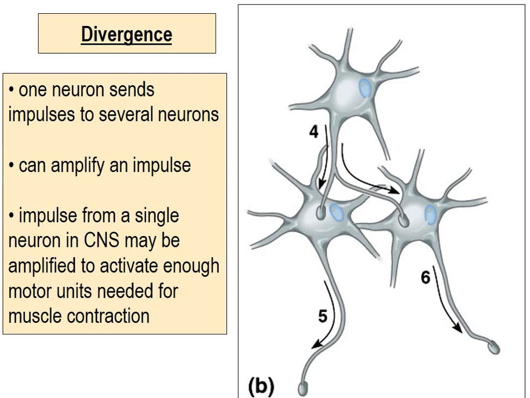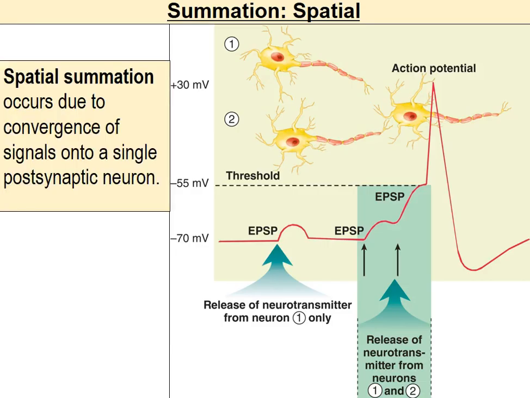One of the words that we talked about in understanding synaptic integration is that a neuron sums or adds up all of the information that it's getting from different neurons. This is called summation. There is spatial and temporal summation. This slide is about spatial summation, and this occurs due to the convergence of signals onto a single neuron.